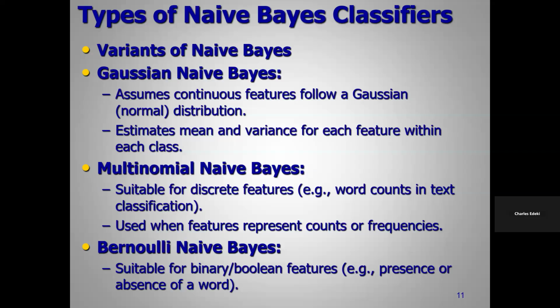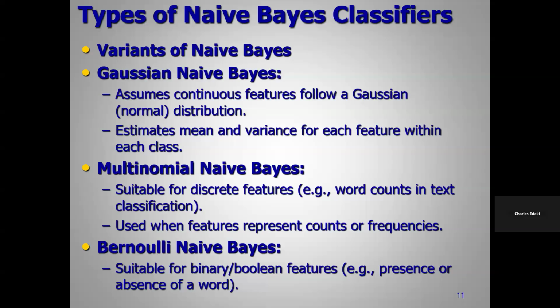And the last one is the Bernoulli naive Bayes also. This is designed for binary or Boolean features. Here we can say that the feature will indicate the presence or absence of something. An example I can give: does the email contain the word free or Viagra? And the answer will be binary, yes or no.